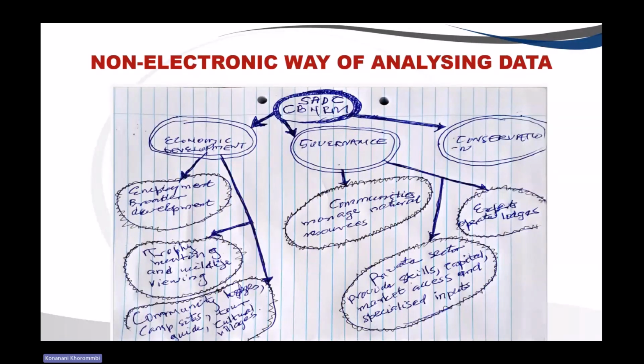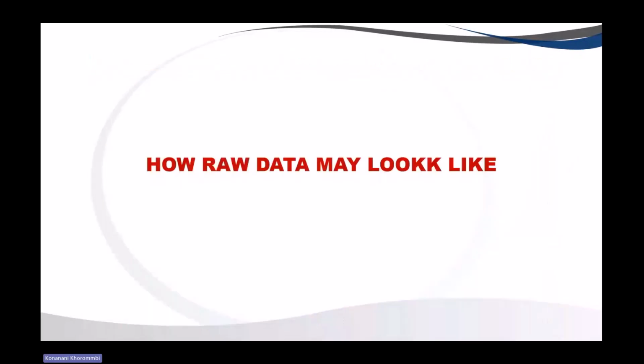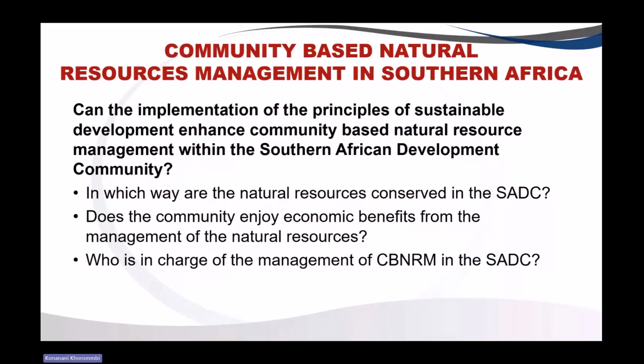Now, artificial intelligence or digital or whatever. Let me show you. But colleagues, this is the question that I have for the example that I'm going to show you. This example is on community-based natural resources management in Southern Africa. Then the research question, which is overarching, is: can the implementation of the principles of sustainable development enhance community-based natural resource management within the South African Development Community?